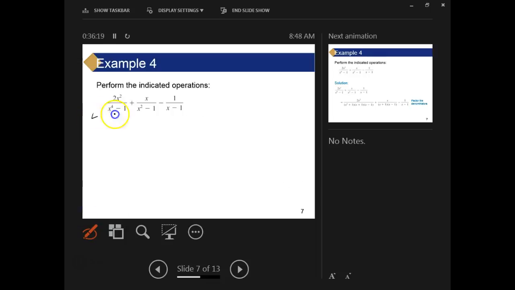All right. Example 3. Add this. 3n over n squared plus 6n plus 5. Add to that 4 over n squared minus 7n minus 8. What do you reckon is going to be the first step to do? Factor. Very good. What do we factor?